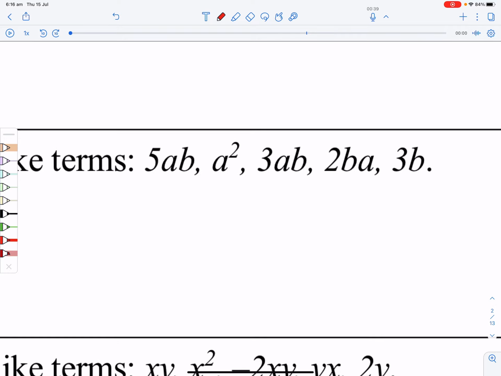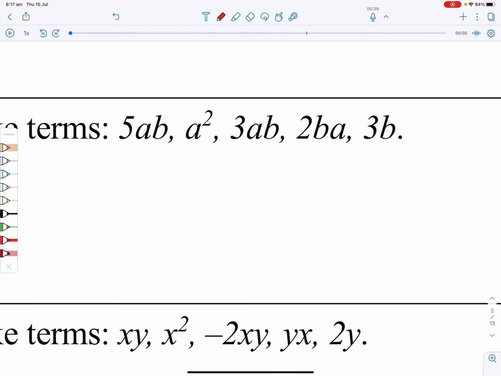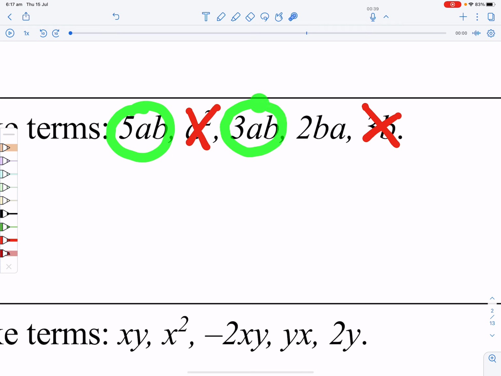This is a very important one, okay? And I'll show you why. You can see clearly from the beginning that the a squared and the 3b are definitely not going to be like terms with anything else on this list. Now, you can also see that 5ab and 3ab are definitely like terms. But what about the 2ba? Is that the same as them? Well, it is. And let me show you why.